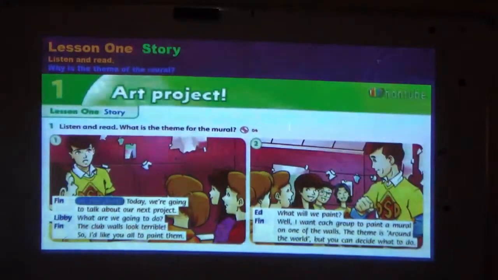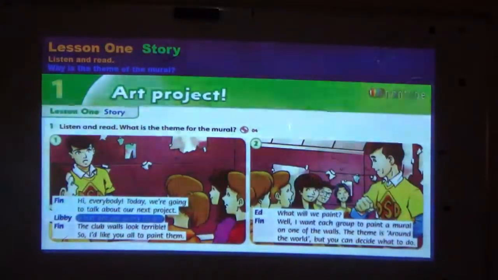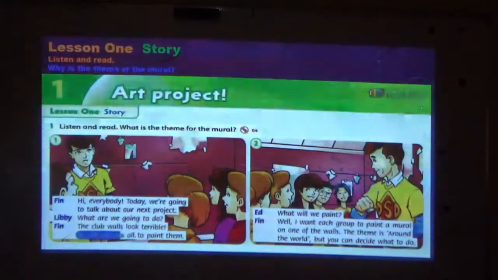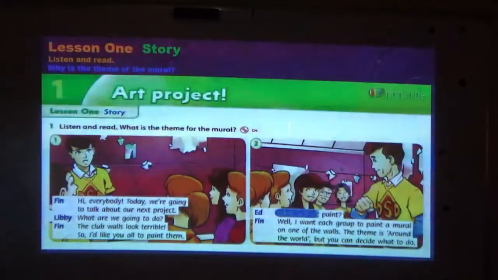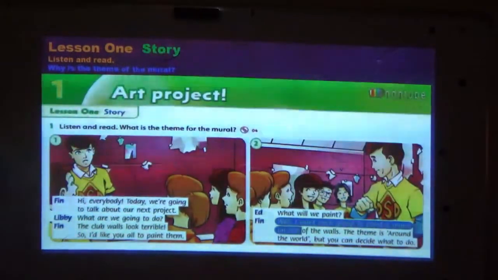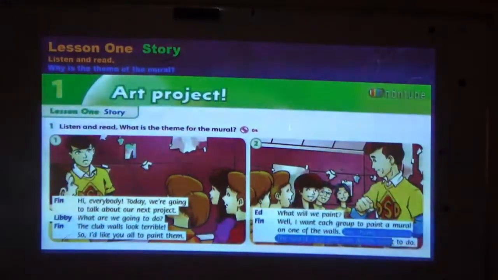Hi everybody! Today we're going to talk about our next project. What are we going to do? The club walls look terrible, so I'd like you all to paint them. What will we paint? Well, I want each group to paint a mural on one of the walls. The theme is around the world, but you can decide what to do.